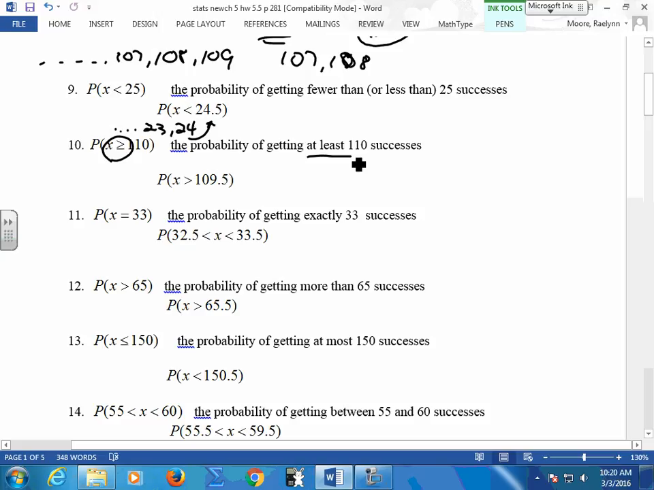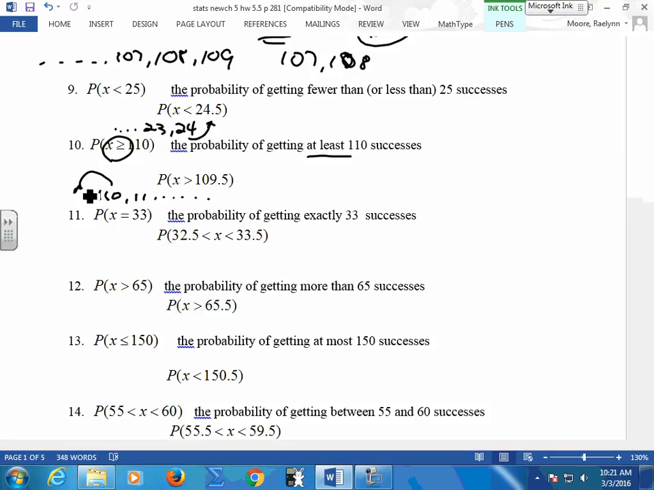And again, if you're starting at 110 and you're going up, drop this guy, 0.5. It kind of makes sense. You're just bringing it out halfway to meet the other person.